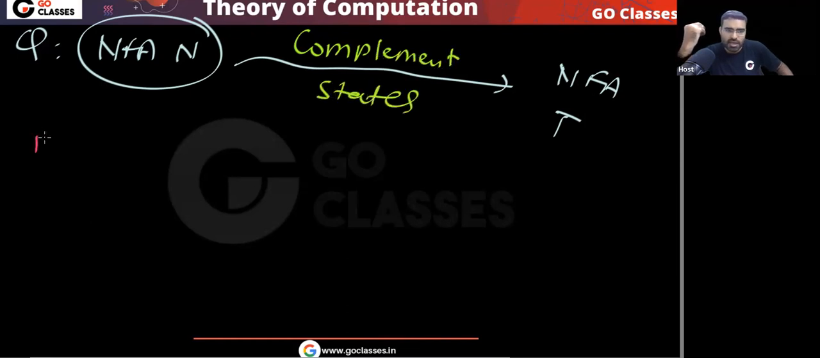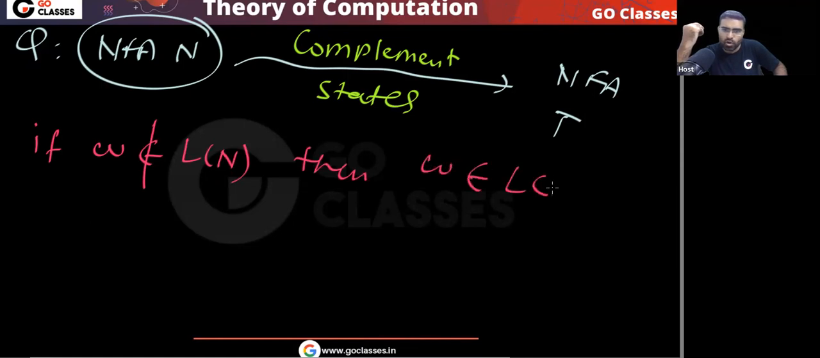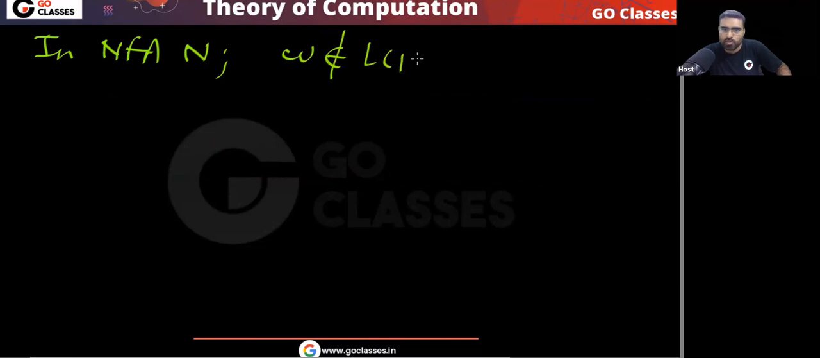Now I'm asking, if W does not belong to L of N, can I definitely say that W belongs to L of T? First of all, you tell me, in NFA N, if W does not belong, what does it mean? What type of diagram will you get?